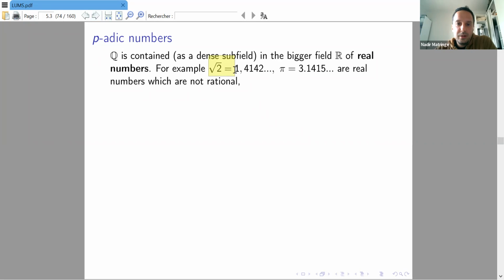For example, this square root of 2 is not a rational number. The same goes here for pi. And of course, rational numbers are real numbers, as you know. And they are all given by decimal expansions, which might be infinite. For example, this is an infinite decimal expansion of a rational number, which is 1/3.